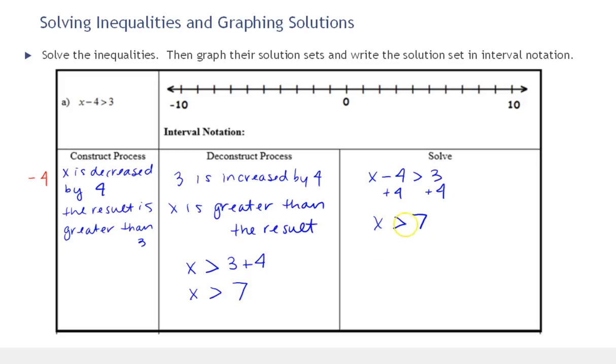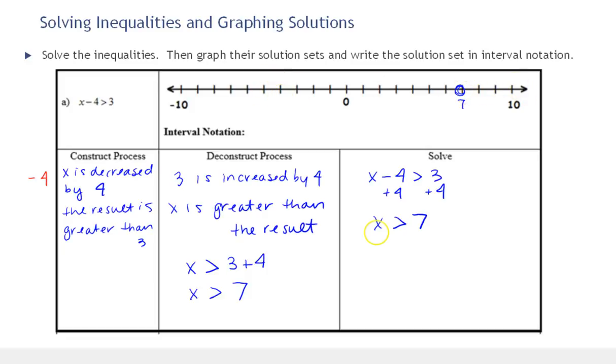So to graph this, I'm going to start with the boundary value. So the boundary value is the number 7. Okay. So since it doesn't have an equal sign on the bottom, I'm going to go to 7 and draw an open circle. 1, 2, 3, 4, 5, 6, 7. Here's 7. Open circle. Now what we need to know is, are we going to draw an arrow to the right or to the left?